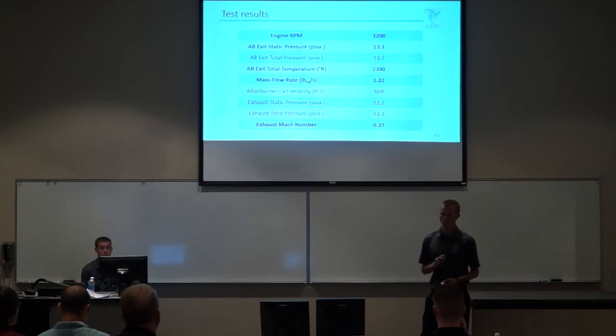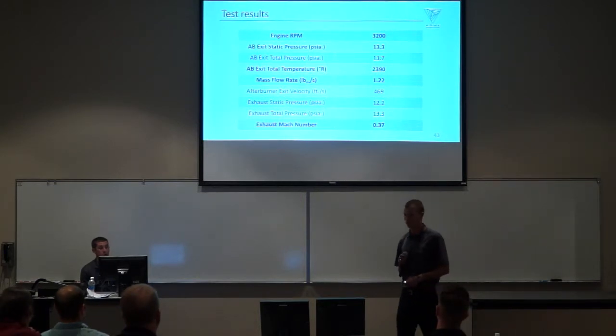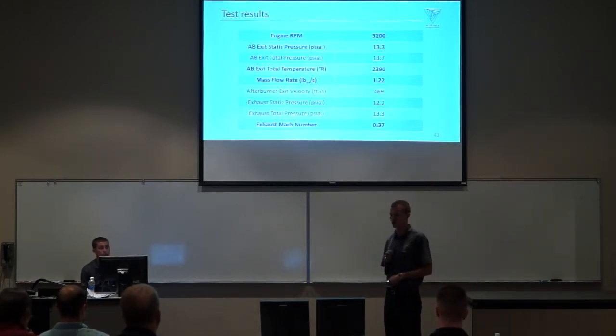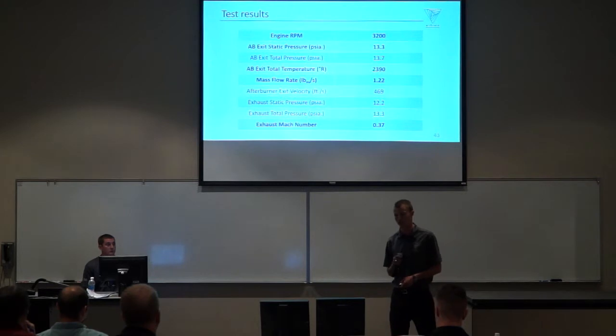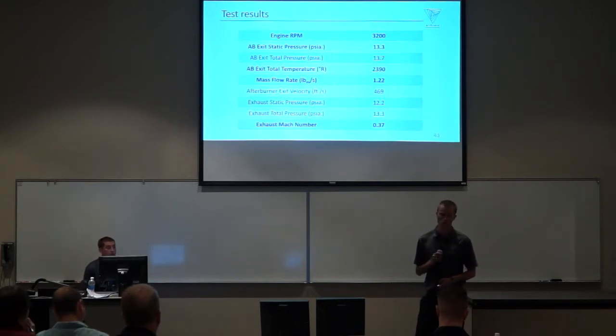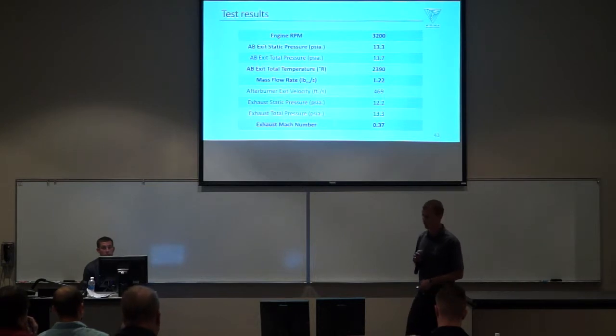From the test results, we were able to collect some data. Most notably, the engine RPM, we kept it consistently right around 3,200. The exit static pressure of the afterburner at 13.3 psia, and the total temperature at the same location of 2,390 degrees Rankine. This corresponded to a mass flow rate of 1.22 pounds per second, which all sum together to an exhaust Mach number of 0.37.